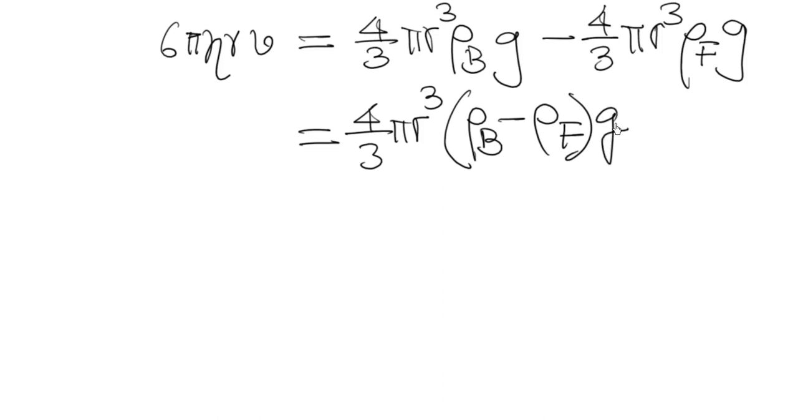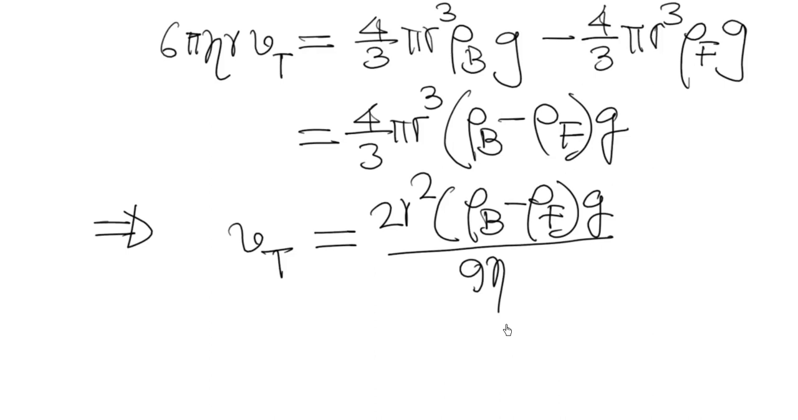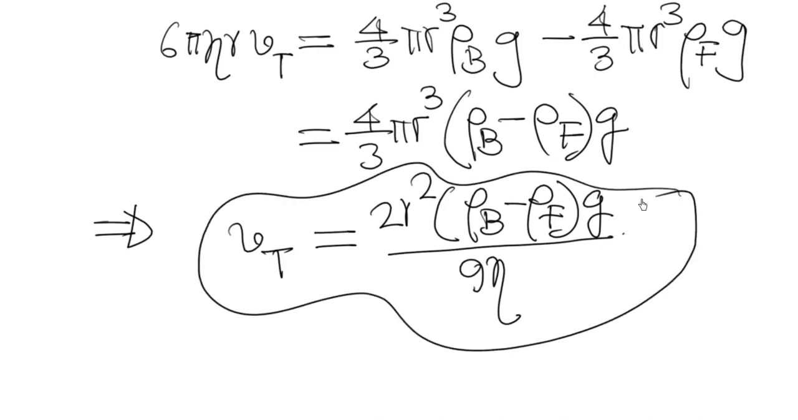Okay, from this equation we can find out the terminal velocity v_t, which is equal to twice r square into rho b minus rho f and g, divided by 9 eta. So this is the expression for the terminal speed of a body or object which is moving through a fluid.